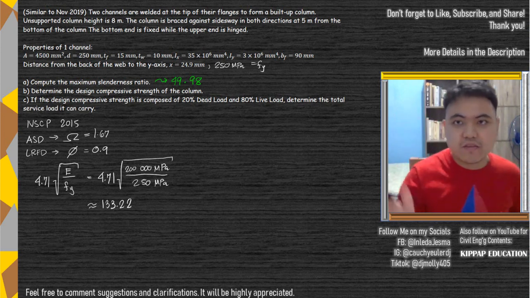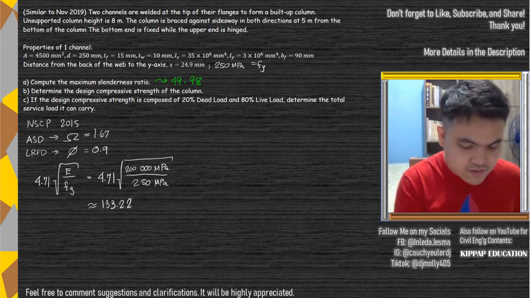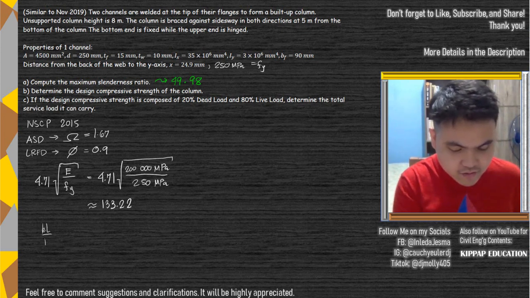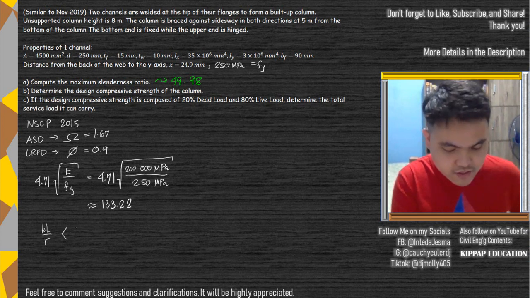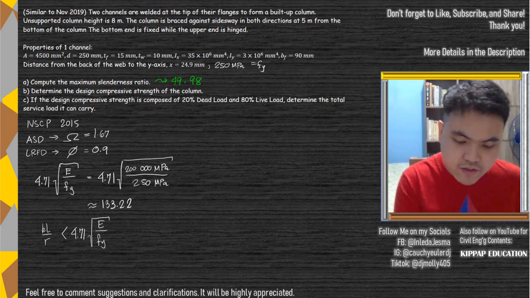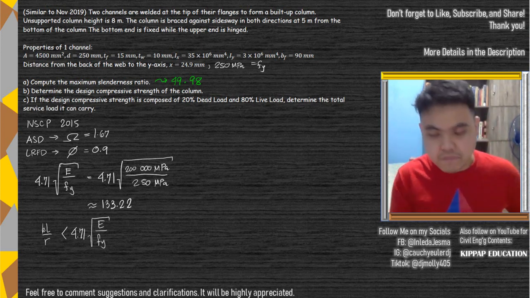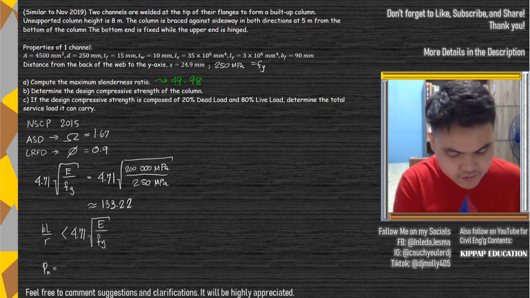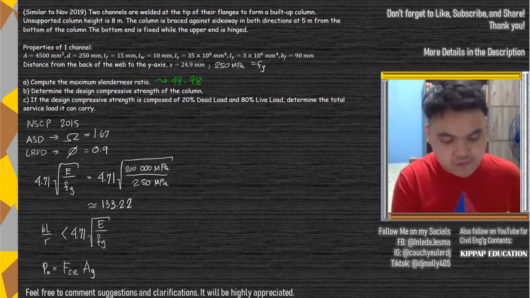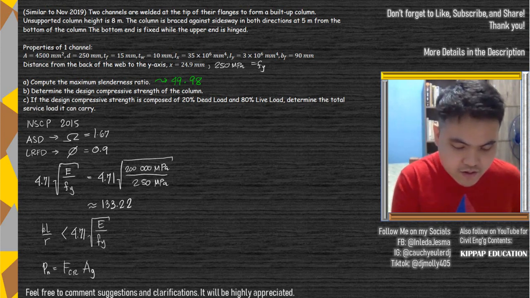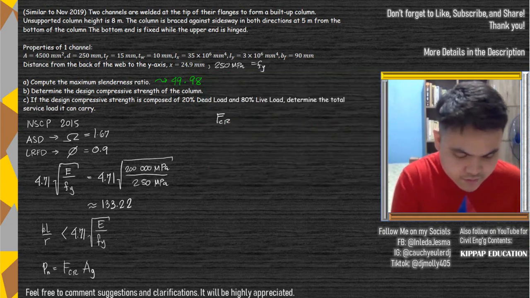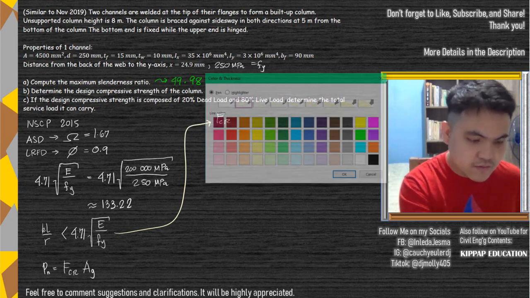Okay, parang dito yung boundary between long and short column. Parang ganun, di ba? So since KL over R, that is 49.98, is less than 4.71 square root of E all over Fy, so ang gagamitin nating value ng ating P sub n, meron actually yung formula yan, di ba? From the code, that's FCR times the gross area. So, etong FCR na gagamitin natin ay base dito.